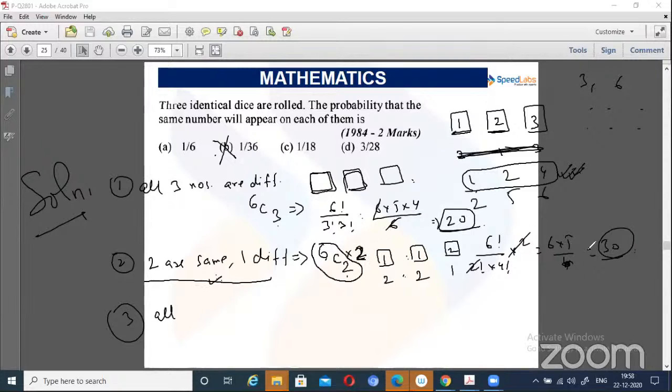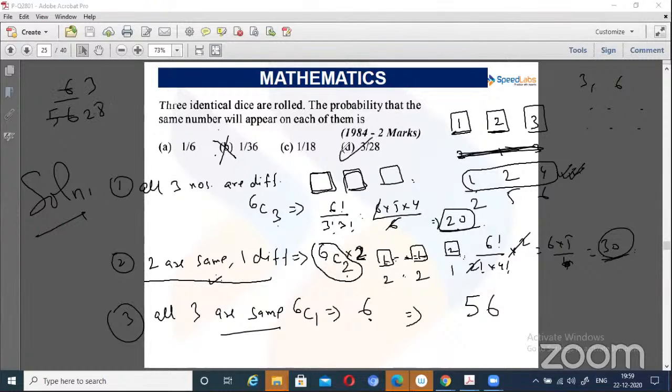In the last case, all three are same. How many ways are possible? 6 ways are possible, right? 6C1: choose any one number and keep it the same in all three: 111, 222, 333, 444, 555, 666. So 6 ways. So total sample is 20 plus 30, 50 plus 6 is 56, and favorable is 6, all three are same. So the answer is 6 by 56, that is 3 by 28. This is understood?